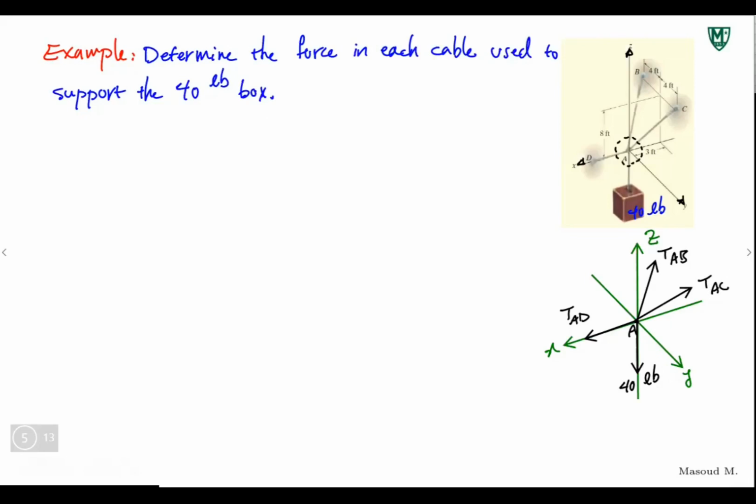Hopefully there is no confusion about this part. The problem is, how am I going to form Newton's second law, the vector sum of all the forces is equal to 0? How do I form that equation? Along x and y and z, I can write that equation and then find the force values in these cables. How can I decompose these force vectors along these axes? I don't have the angles.